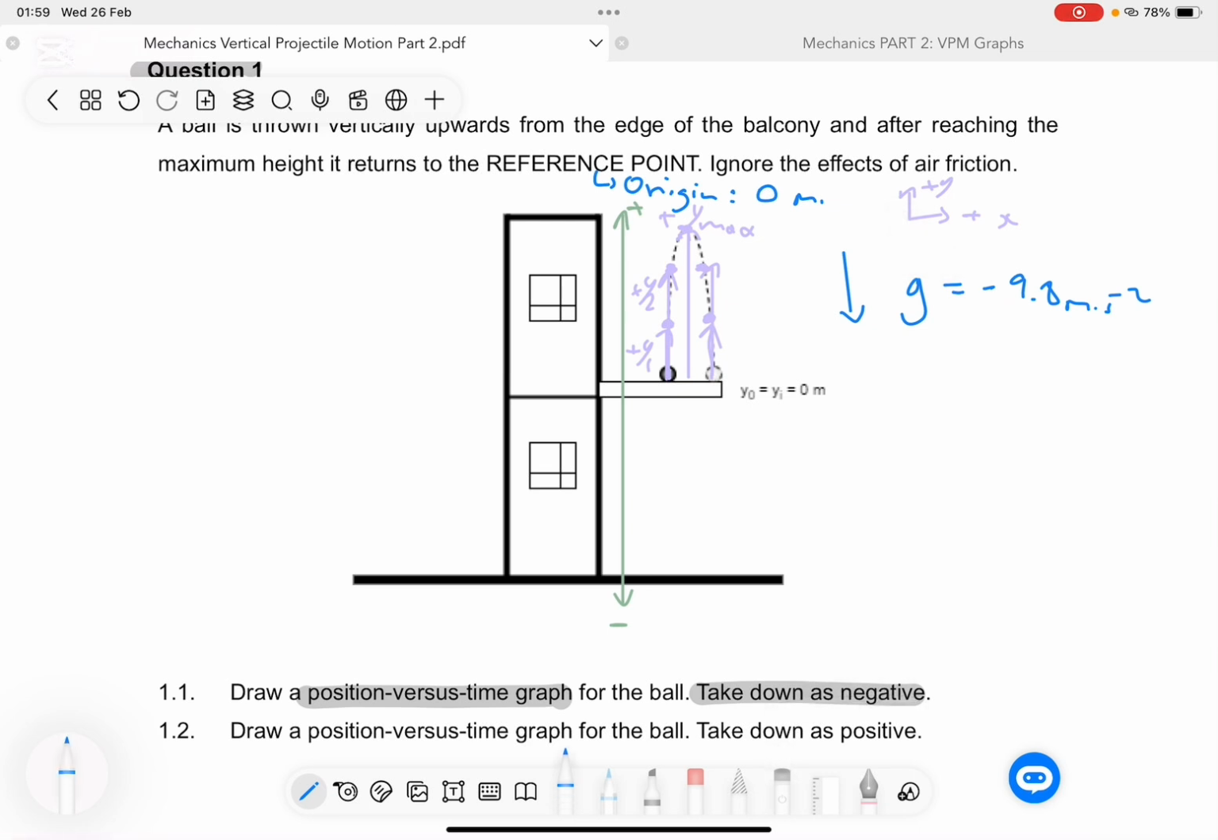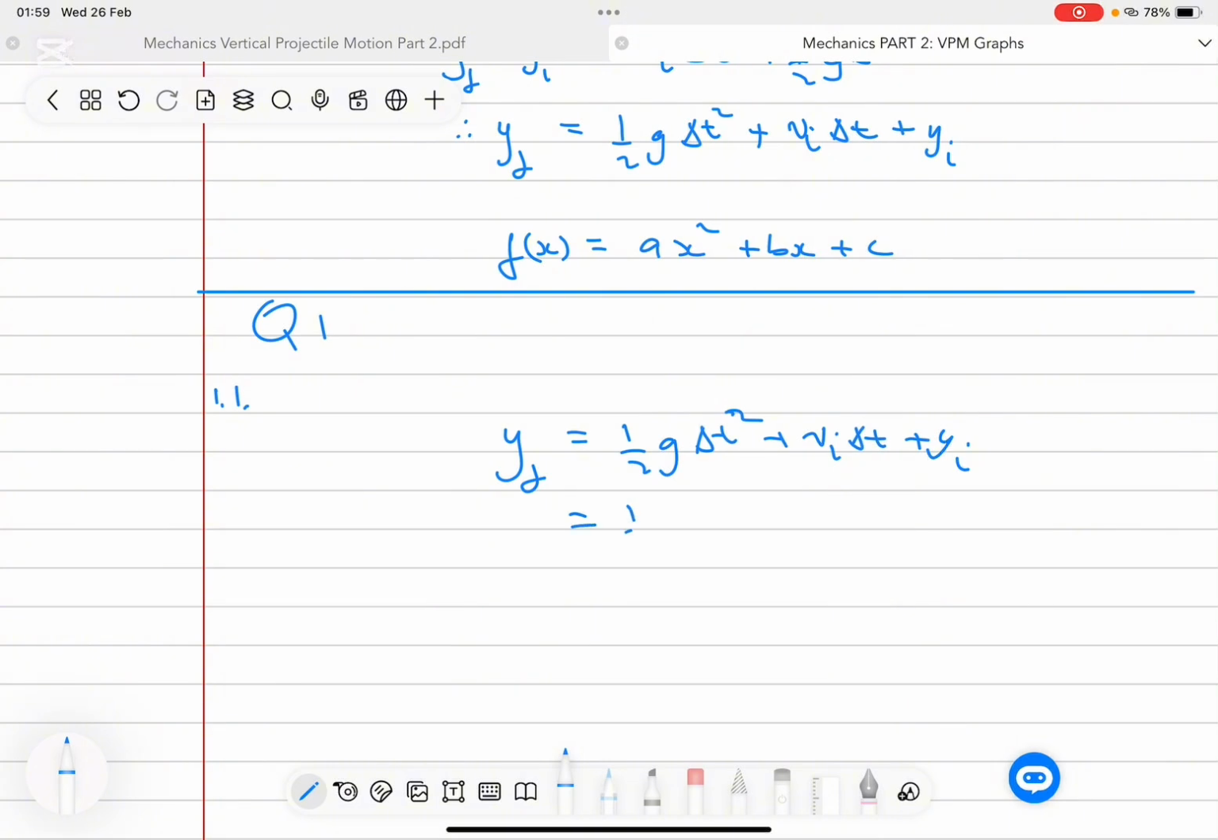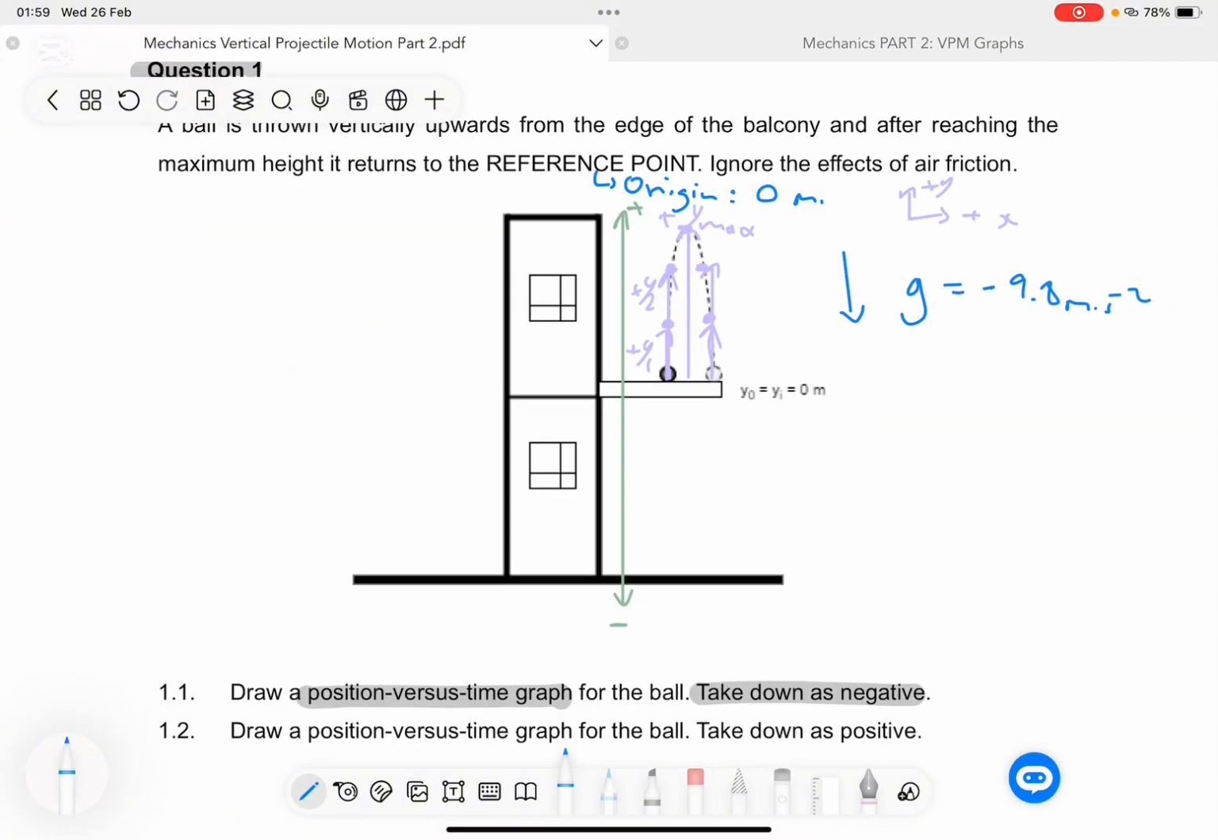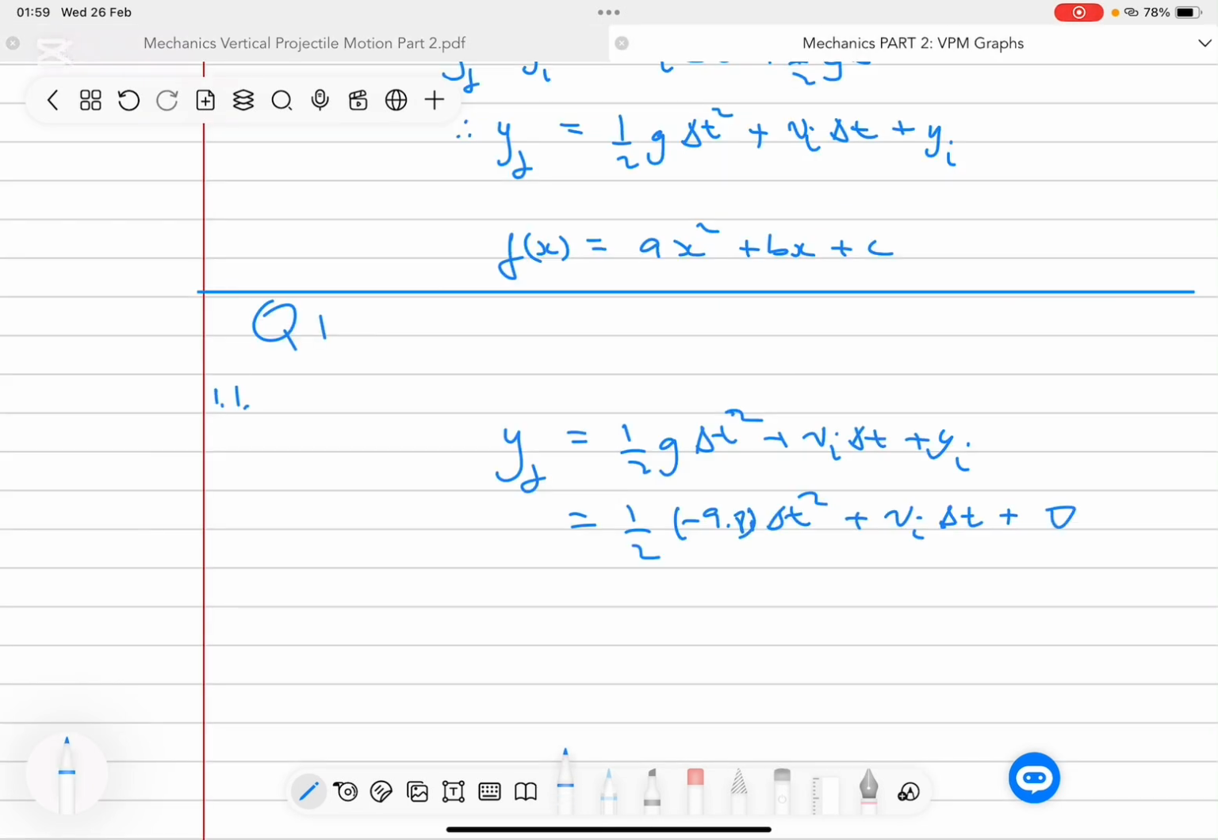Now, if we put this vector here, we're going to have negative 9.8 times change in t squared plus v initial change in t. And here we said our initial position is 0 because the ball starts moving at the reference point. So now here we're going to have 0. This means our equation simplifies to negative 4.9 change in t squared plus v initial change in t plus 0.